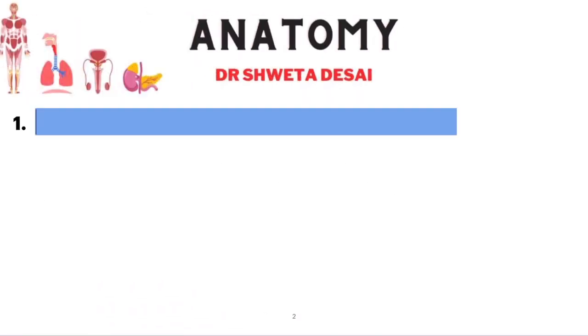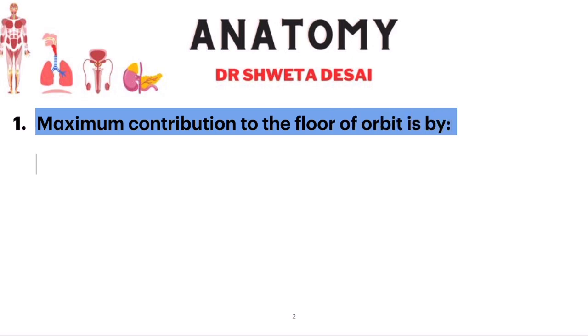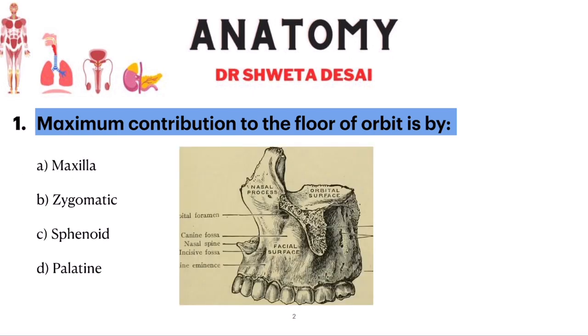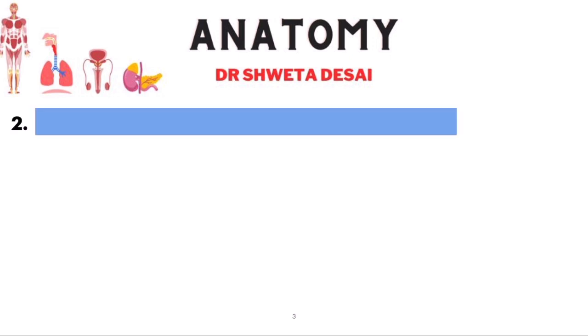Question number 1. Maximum contribution to the floor of orbit is by. Options are A. Maxilla, B. Zygomatic, C. Sphenoid, and D. Palatine. So here you can see the answer is A. Maxilla. In this diagram you can see this one is the maxillary bone and this is the orbital contribution of the maxilla.